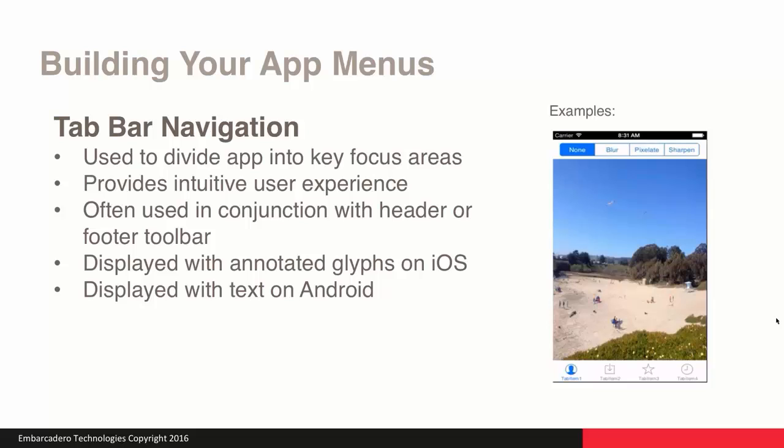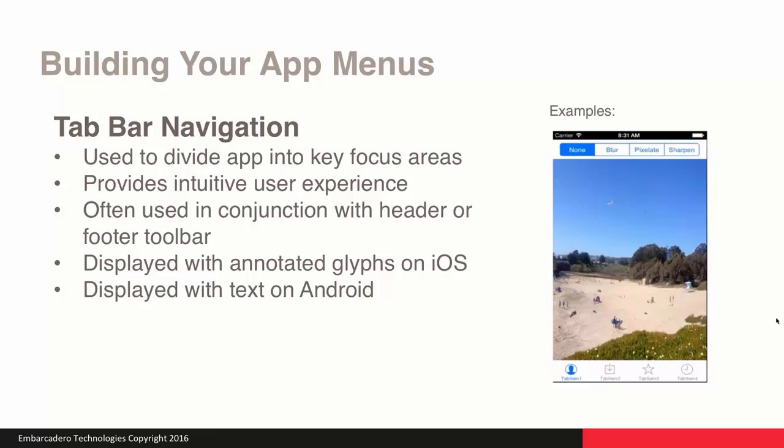Now, tab bar navigation is used to divide your application into key focus areas. It also provides a very intuitive user experience, and it allows the user to know and easily find the key functionality within the app. So for example, home, search, new email, and then the last tab could be settings, for example. So it really makes it easy for the user to access the key functionality at a glance.